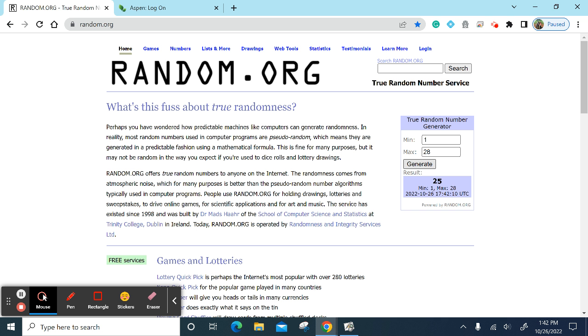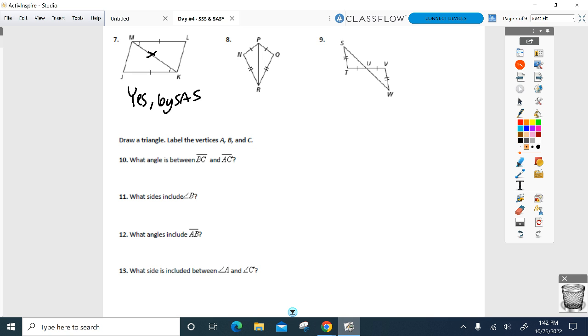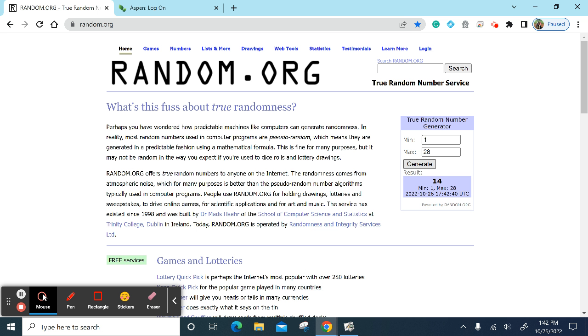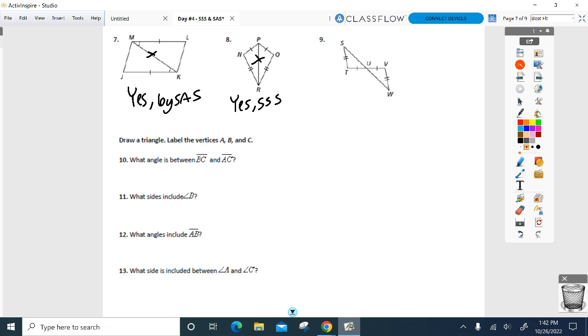How about 8? Yes. SSS. Side, side, side. After you mark your reflexive side, PR. Perfect. And finally, how about 9? SSS? Where's the other pair of sides? The reflexive. What reflexive side? The SW. Is that a side in one of the triangles? Look. Is that a full side in triangle STU? It's not a full side, so you can't count it. It's not reflexive. Reflexive is a full side shared by both triangles. All right, so there's no third side here.